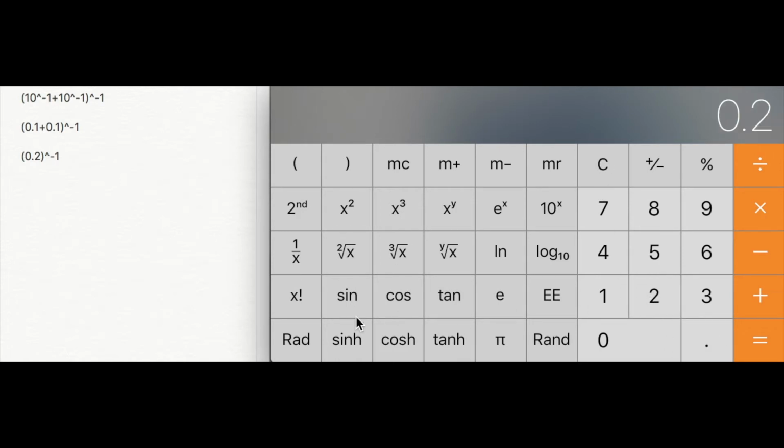0.2 to the power of negative 1 is 5. The total resistance of this circuit is 5 ohms. So now that we have calculated the total voltage, intensity, and resistance of both parallel and series circuits, let's talk about a relationship between these three values, which is called Ohm's law.